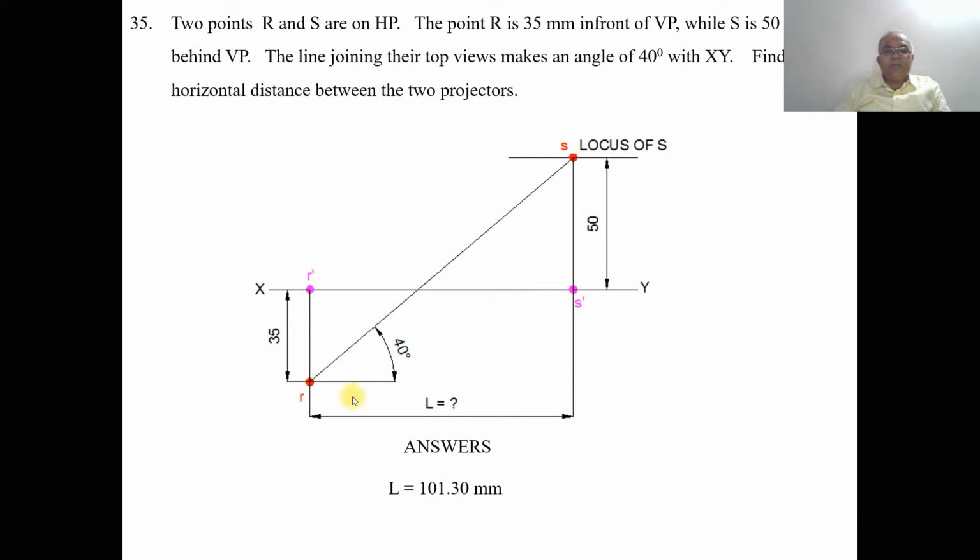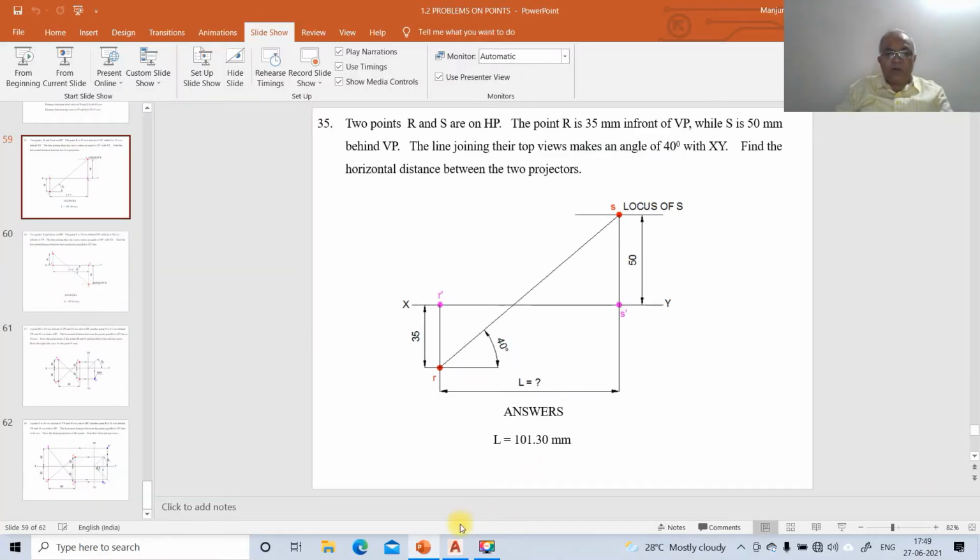Then you measure the distance from R dash to S dash. So the horizontal distance between the projectors, that is between this line and this line, L, will be equal to 101.30 mm. So this is how we will be able to solve this problem manually, and also this is the concept. Now we are going to try to solve the problem using the AutoCAD software.